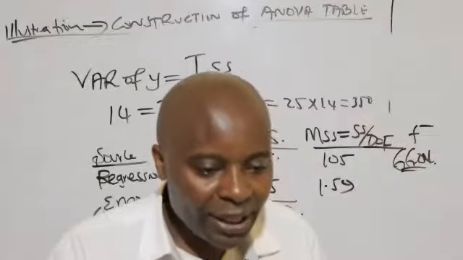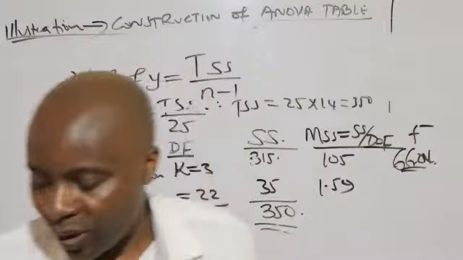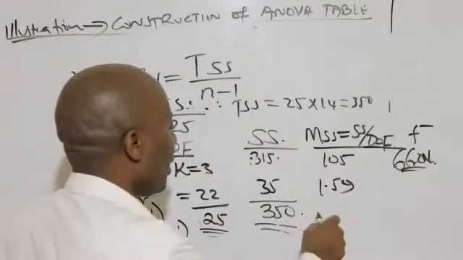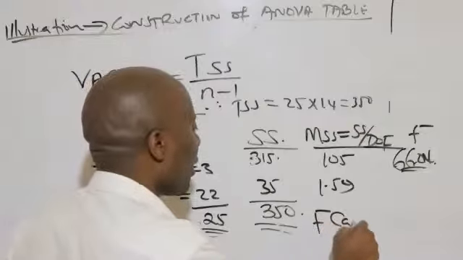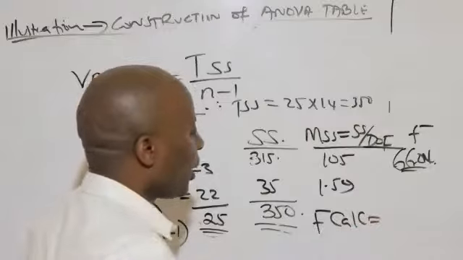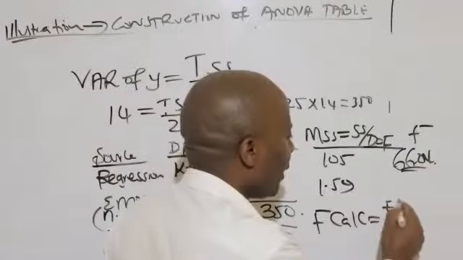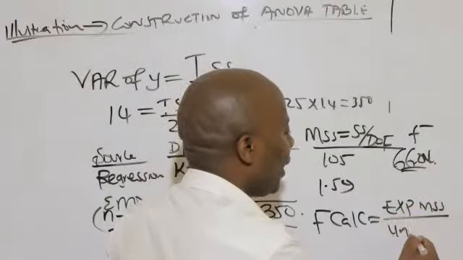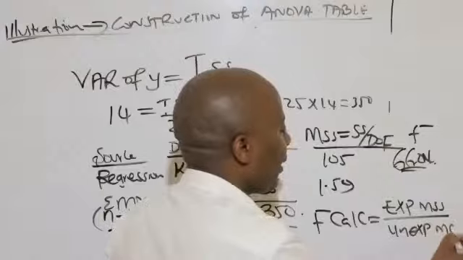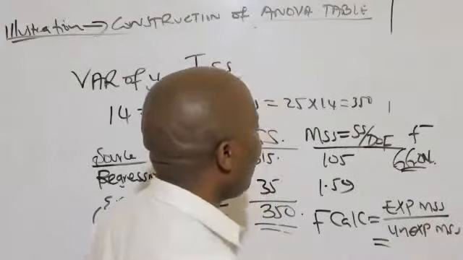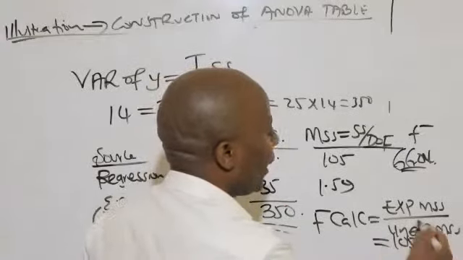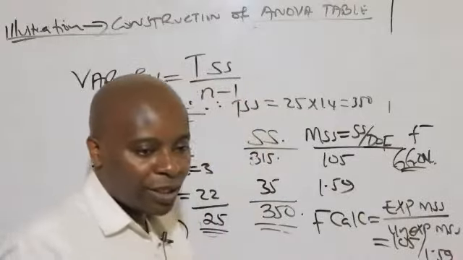Can I repeat the F calculation? The F calculation should be explained MSS over unexplained MSS. So explained MSS is this one of 105 over 1.59. That's how we're able to get the 66.04.